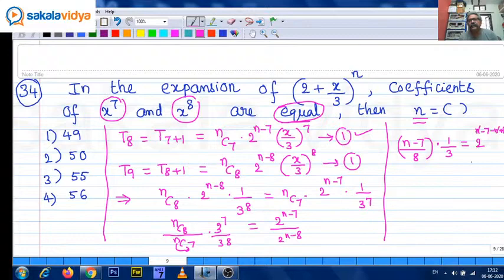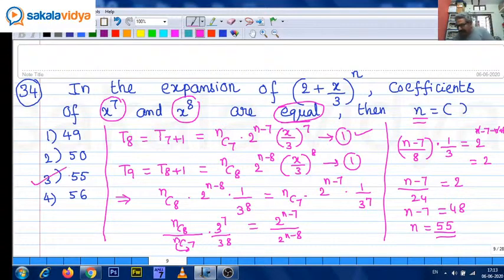N cancels, this becomes 2. You cross multiply. N minus 7 by 24 equals 2. N minus 7 equals 48. N equals 48 plus 7, 55. I already told you. So this is the answer, third option. Because this is a very important problem. I have been teaching this question since 1987.